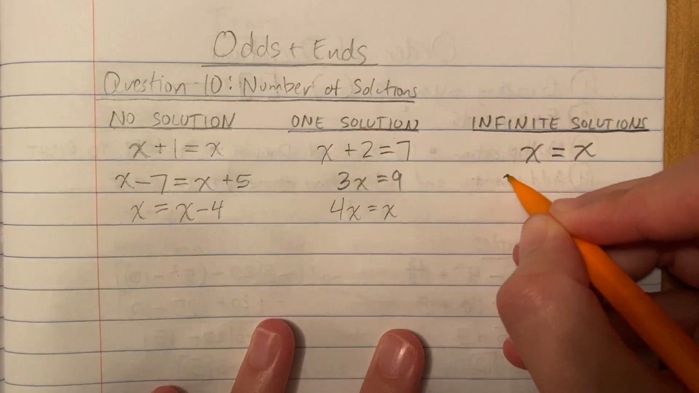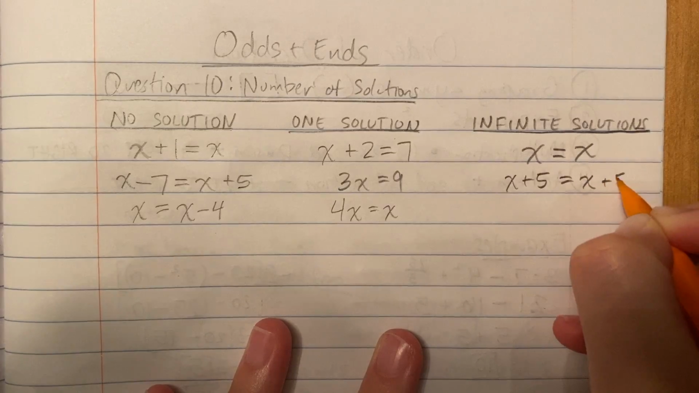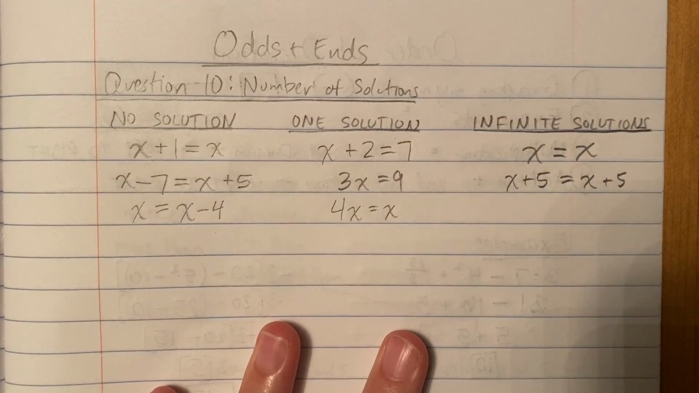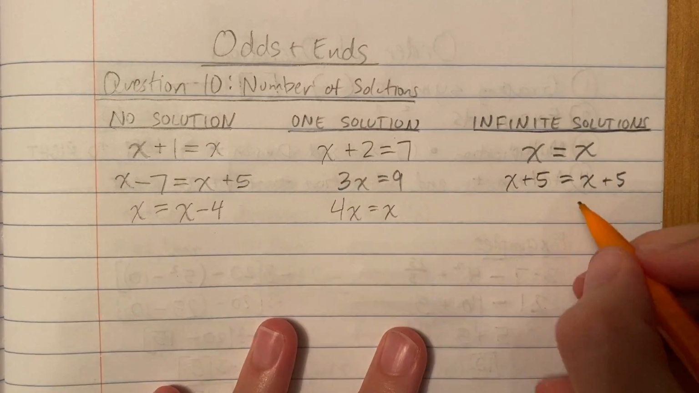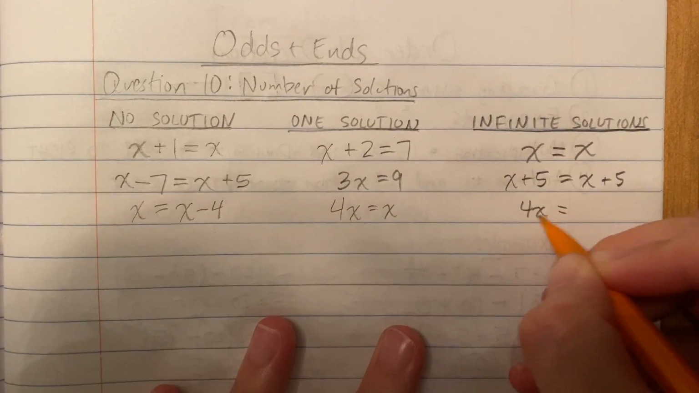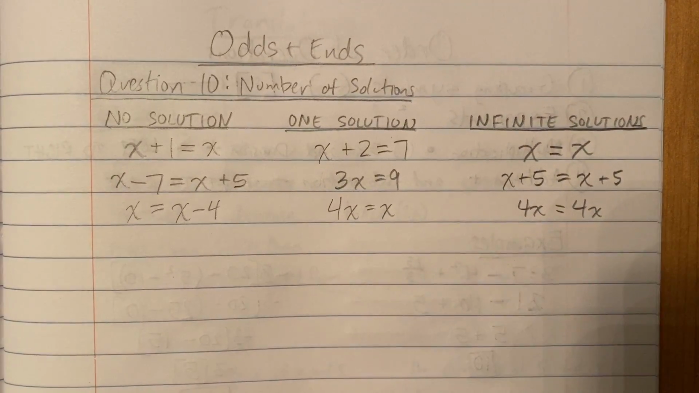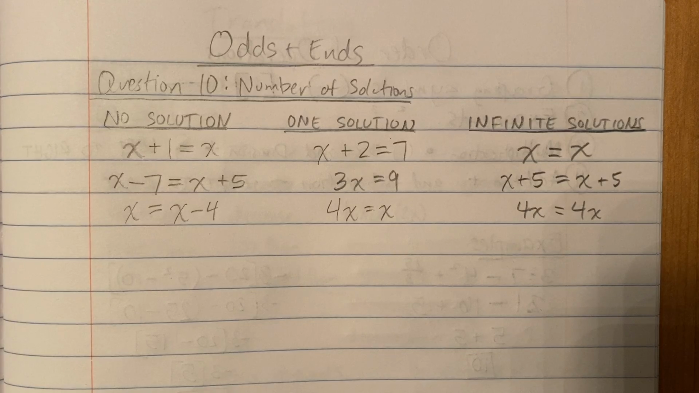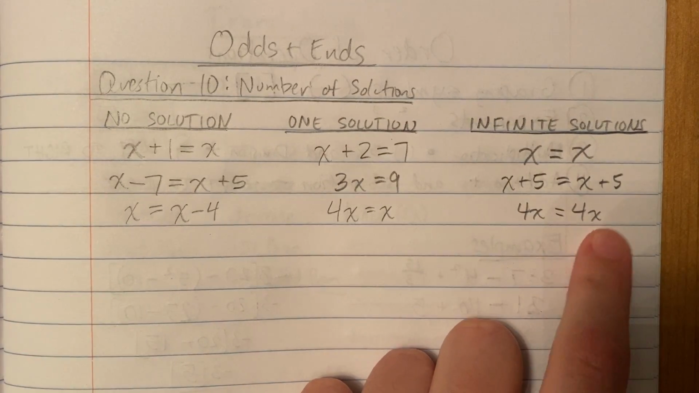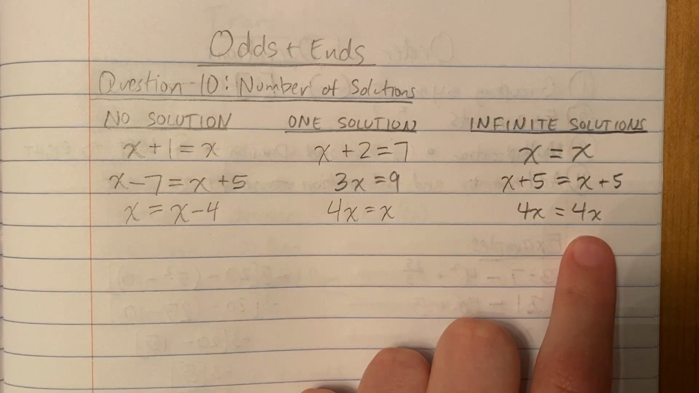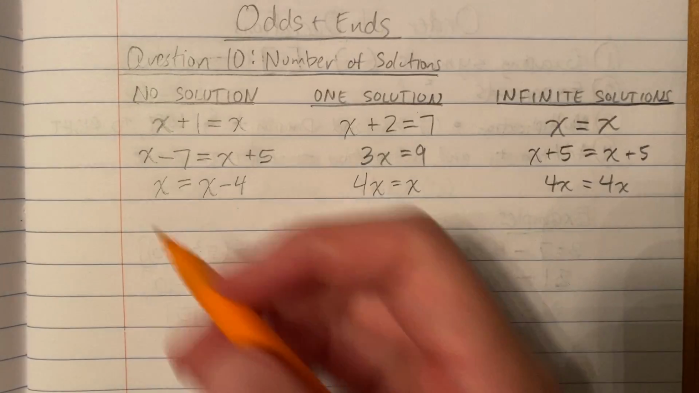Okay, now the same is going to happen if I say, okay, well, I'm going to add 5 to a number and add 5 to a number, right? Or I'm going to subtract 2 from a number, subtract 2 from a number. I'm going to multiply a number by 4 and multiply a number by 4, right? If both sides of the equation are exactly the same, then we have infinite solutions, because that means that I could plug in any number for x and it would work. All right, so that's question 10.